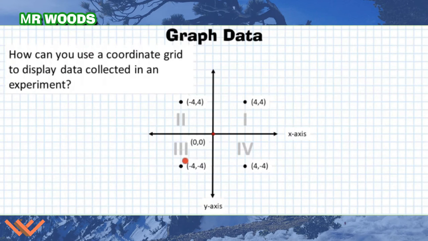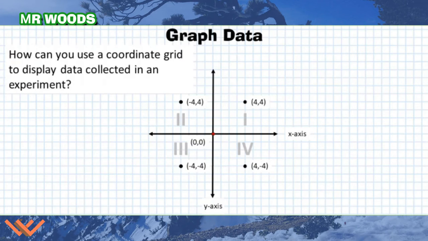In quadrant three, both the x and the y are negative values. So that's how we have -4 and -4. In quadrant four, the y value is negative, as we can see here. But the x value, 1, 2, 3, 4, is positive, yet we're going down here. So we're going to be learning a bit more about that.